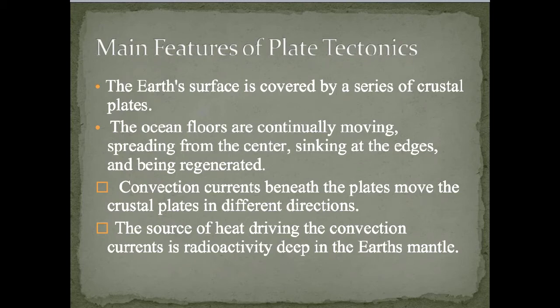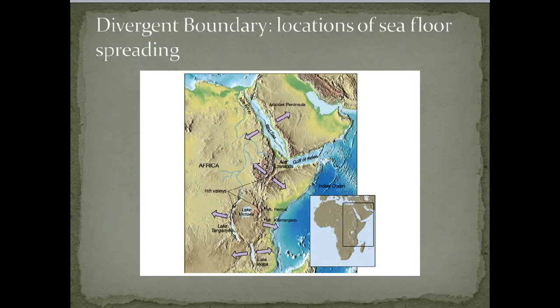Main features of plate tectonics: the Earth's surface is covered by a series of crustal plates, which we'll see here in a second. Ocean floors are continuously moving, spreading from the center, sinking to the edges, and being regenerated. Convection currents beneath the plates move the crustal plates in different directions, and the source of heat driving the convection currents is radioactivity deep in the Earth's mantle.